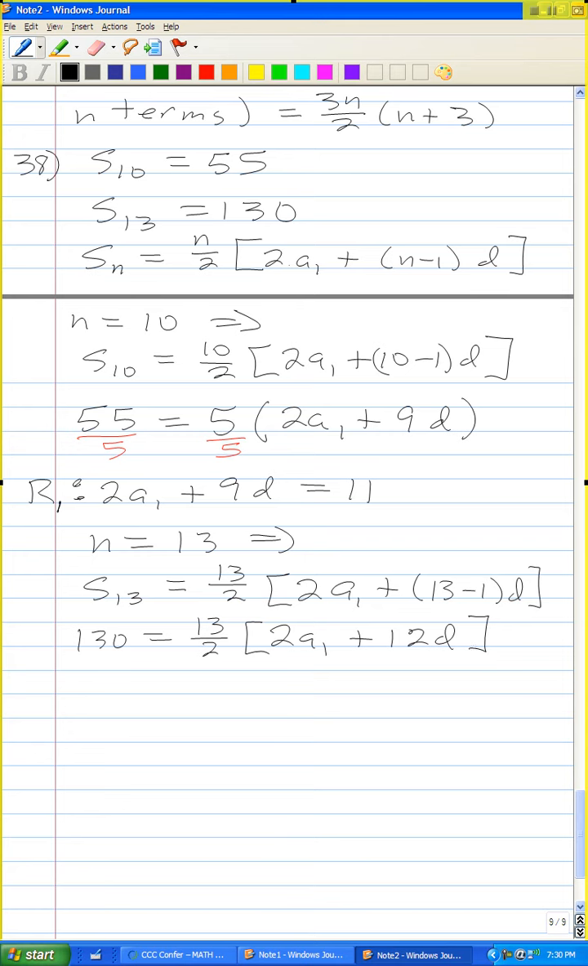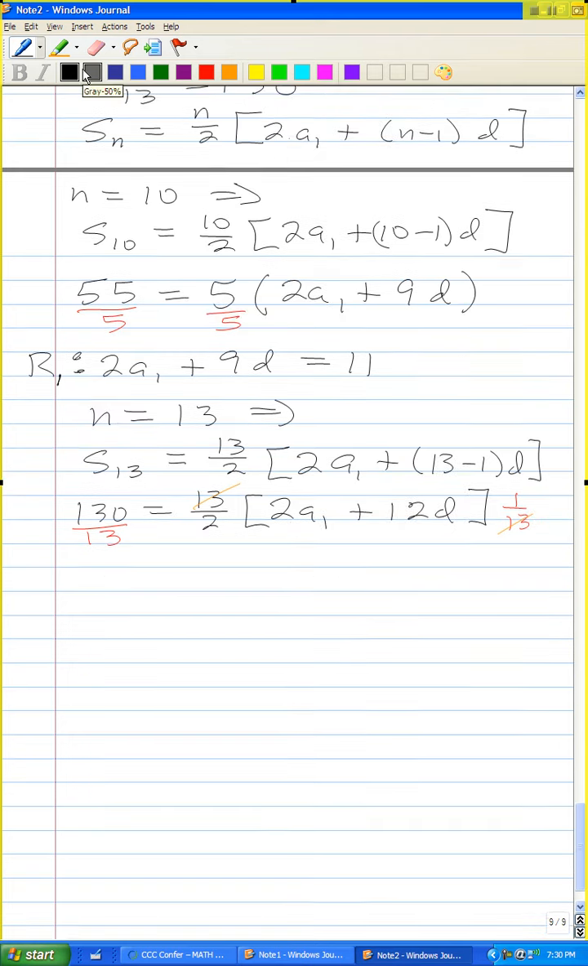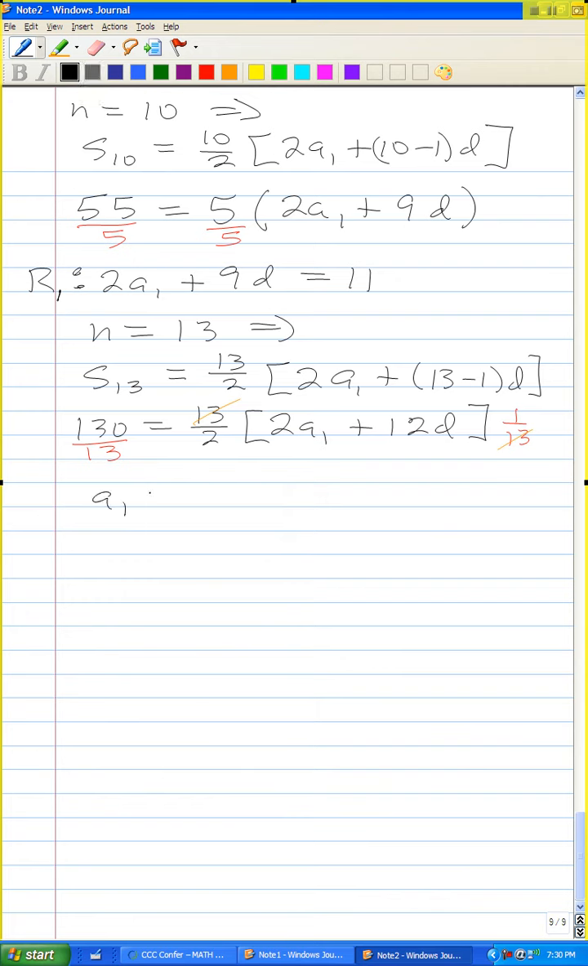Okay, so let me divide both sides of my equation by 13. Multiply by 1 over 13. So the 13's cancel. 2a1 divided by 2 is just a1. 12d divided by 2 is 6d. 130 divided by 13 is 10. So let's call that R2.